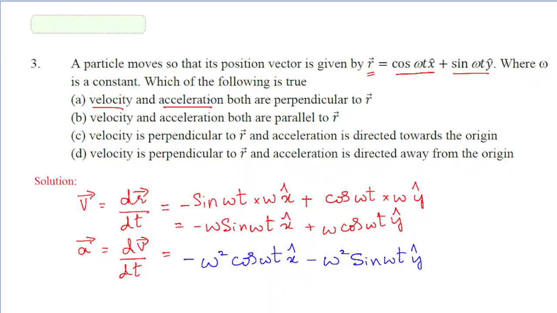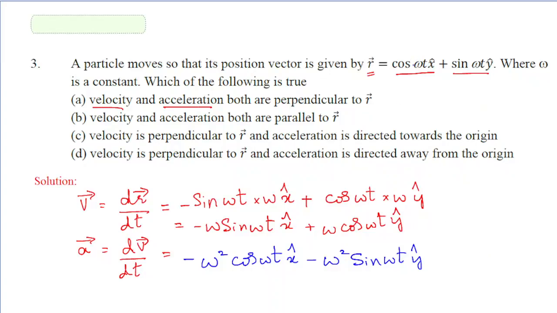Option one: velocity and acceleration both are perpendicular to r. No, I don't think so. Velocity is perpendicular, but acceleration is not perpendicular to r, right? How do you know whether two vectors are perpendicular? If you take the dot product between any two vectors, and if the dot product turns out to be equal to 0, then those two vectors are perpendicular, right?